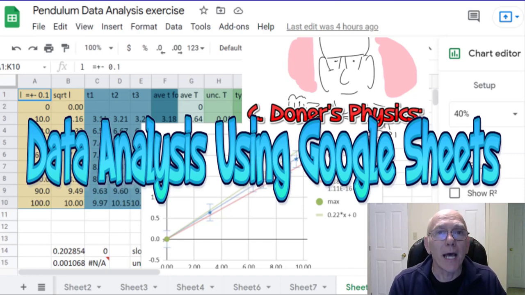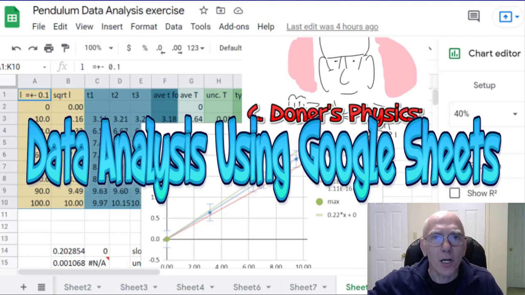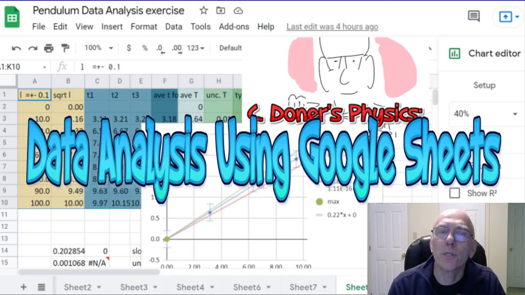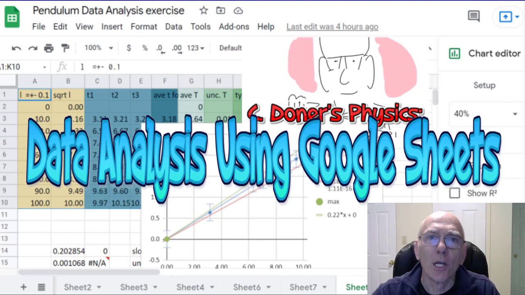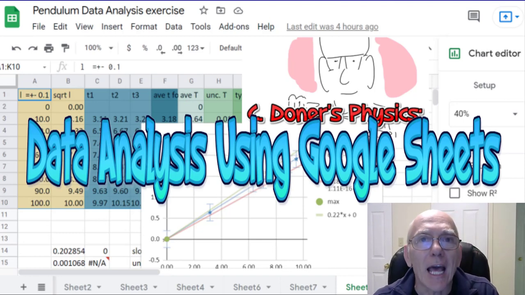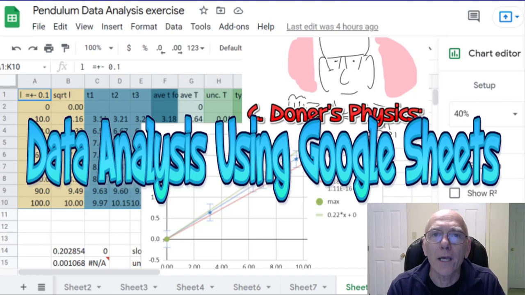Today we're going to do some data analysis using Google Sheets. We're going to take some Pendulum data, and with that we're going to do some trend lines. We'll put some error bars on, do a curve of best fit. We'll do some linearization of data, draw maximum and minimum slope lines. We'll use the linear estimate test in order to find out the uncertainty in the slope and the uncertainty in the y-intercept. So lots of good stuff to do today.